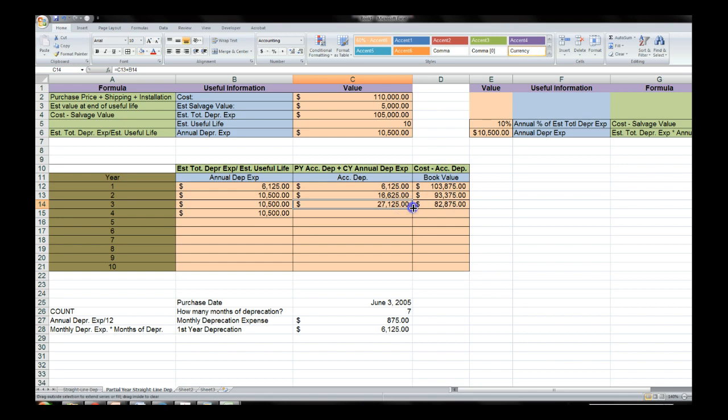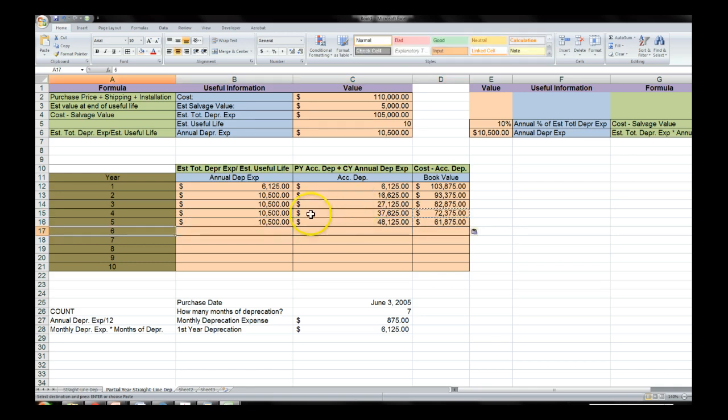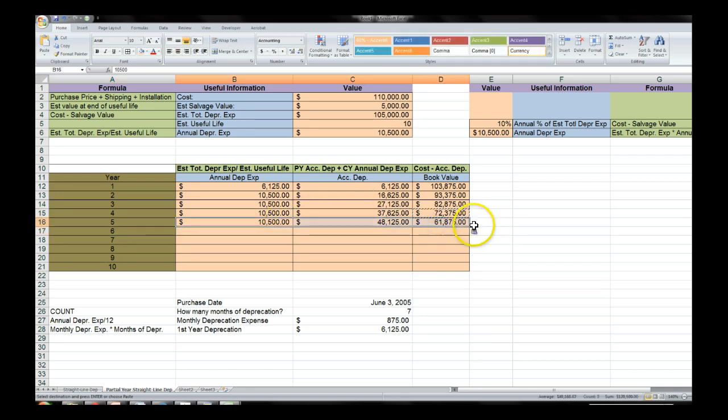So here's my accumulated depreciation. It's prior year accumulated depreciation plus this year's annual depreciation expense, and then recalculate my book value. And then I'm just going to start copying and pasting, in case you're wondering what's going on, why this is moving. And then another thing I can do is just pop this down. And like I said, I just want to make sure that I'm not getting below my salvage value.